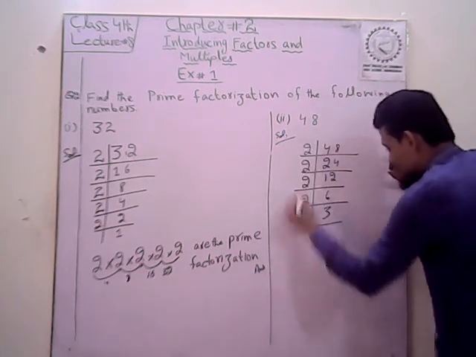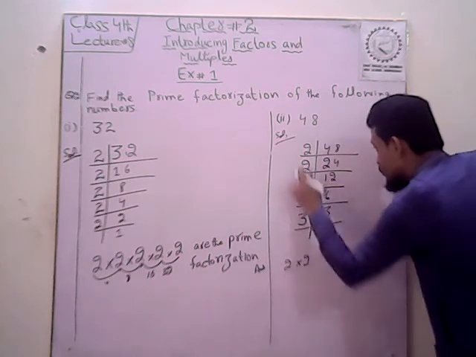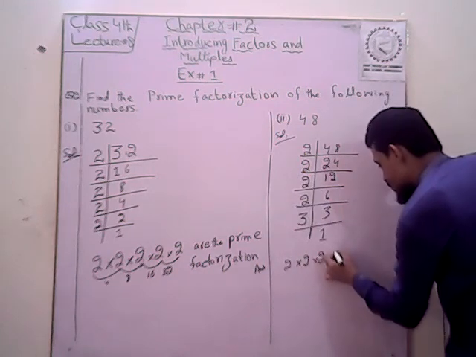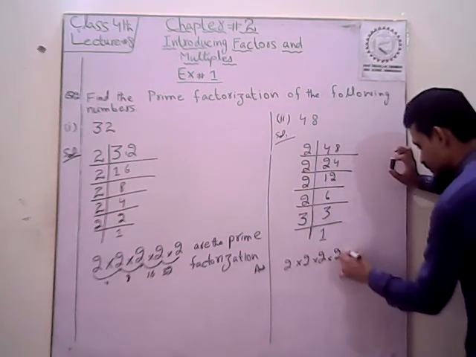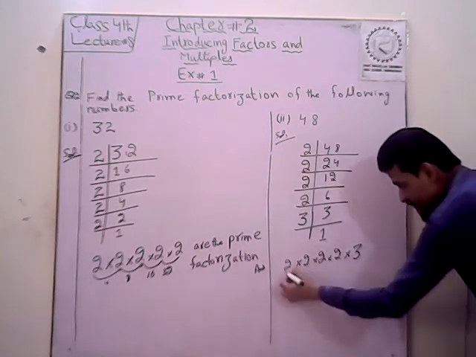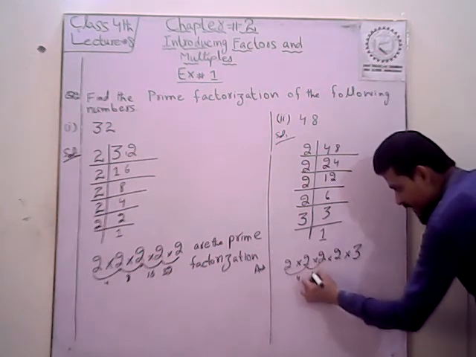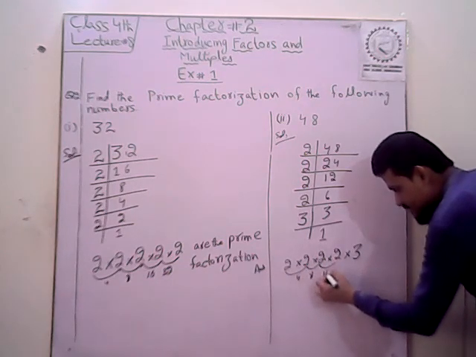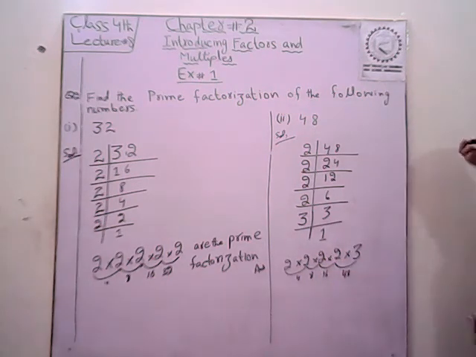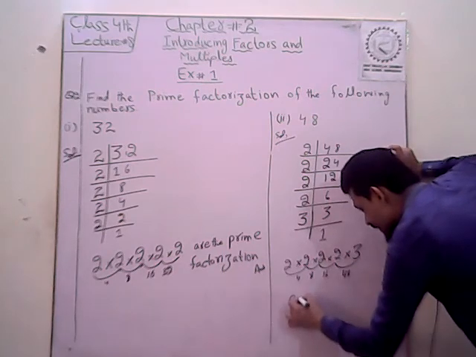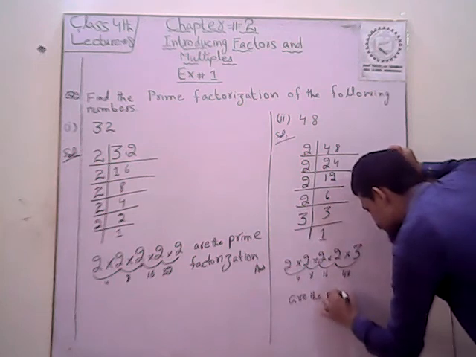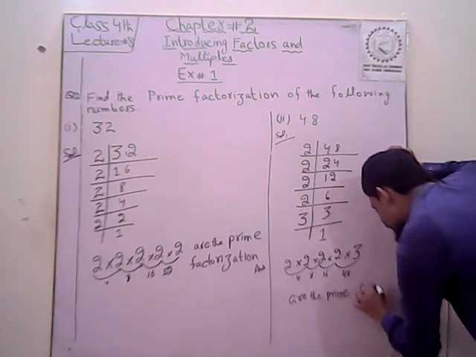So the values are 2, 2, 2, 2, 3: 4 times 2 and 1 time 3. So 2 twos are 4, 4 twos are 8, 8 twos are 16 and 16 threes are 48. So we write here the prime factorization.